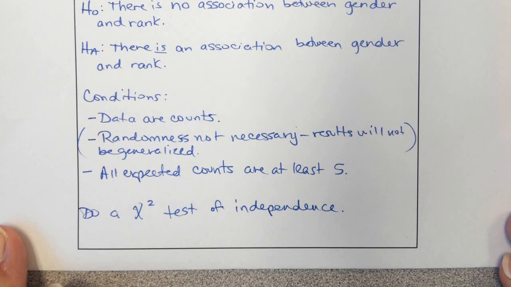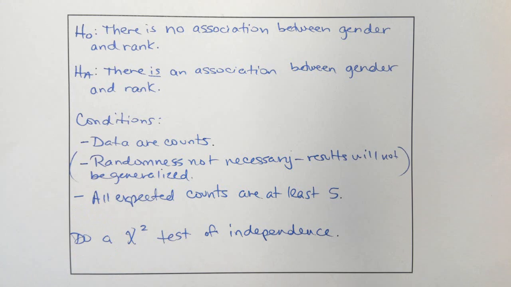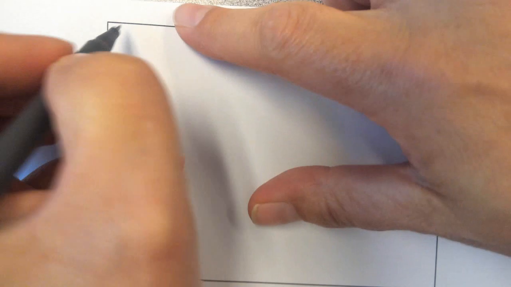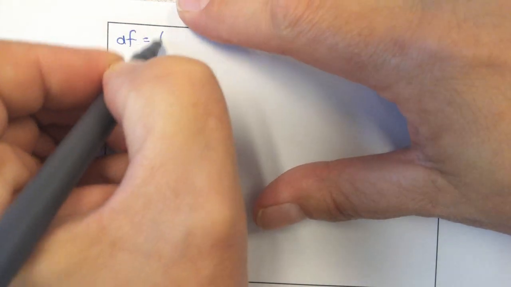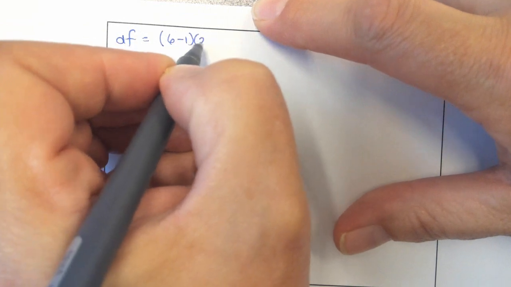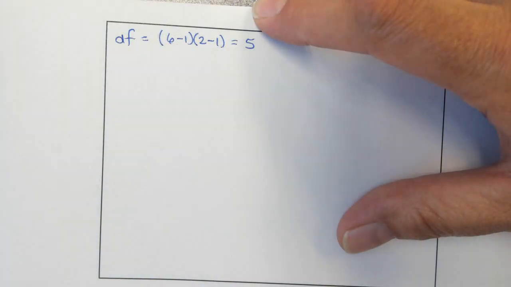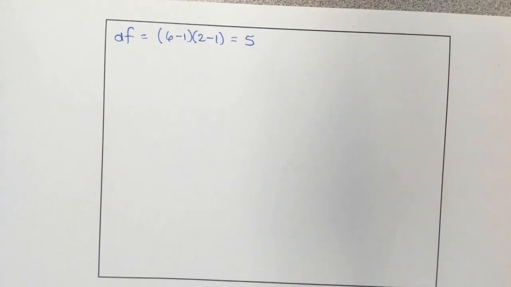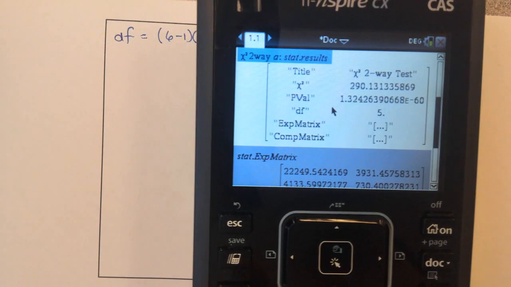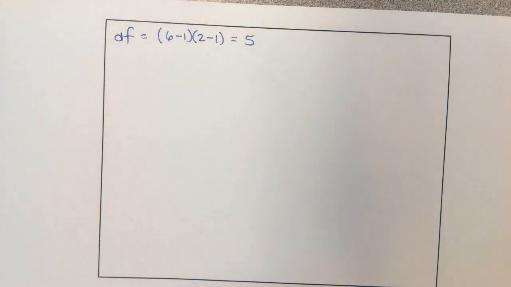Alright, worst is over. All that's left now is some mechanics and a conclusion. And we already have all the numbers we need for that. We just have to copy them down. So, mechanics. Degrees of freedom. Our number of rows, that was 6 minus 1, times number of columns, that was 2 minus 1. 5 times 1 is 5 degrees of freedom. And you'll notice on your calculator that's confirmed. Degrees of freedom is 5.